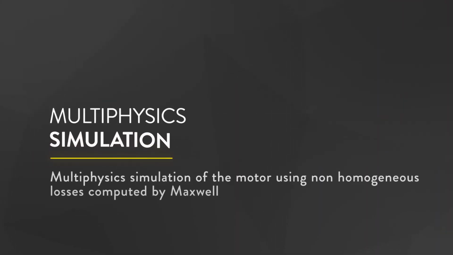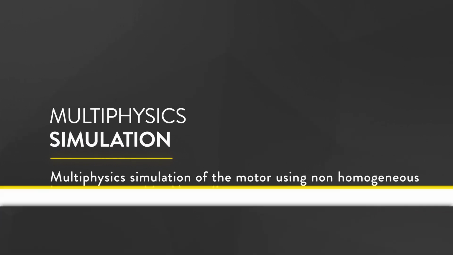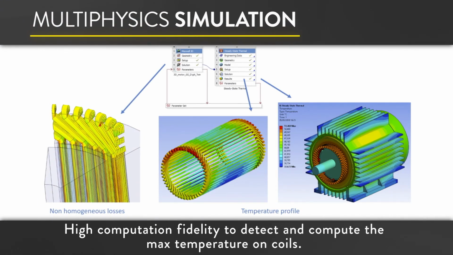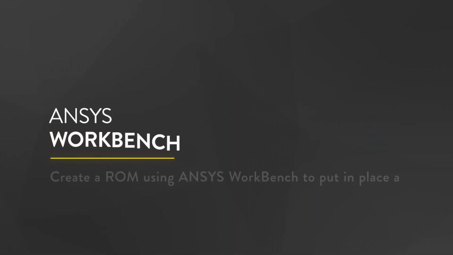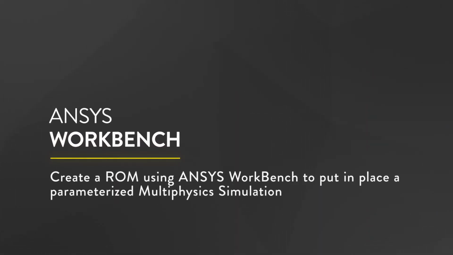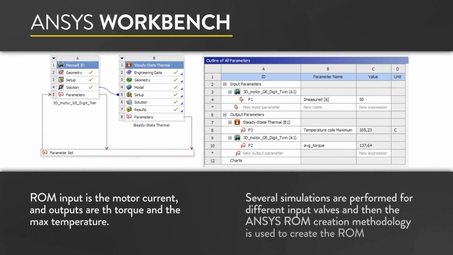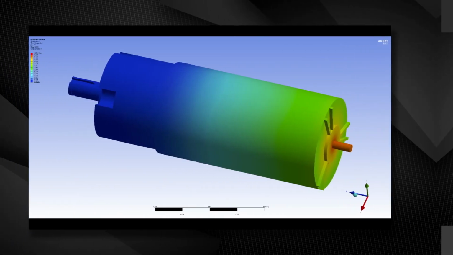We started with Maxwell in order to do an analysis of the thermal properties of the motor. The resulting 3D physics simulation was used to detect and compute the maximum winding temperature. Next, we used Workbench to create the reduced order model, with current as input and torque and maximum temperature as output. Here is the actual 3D simulation of the motor that was created.